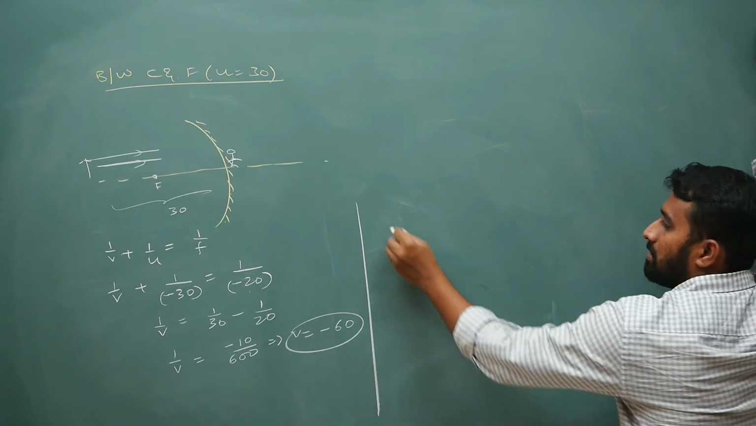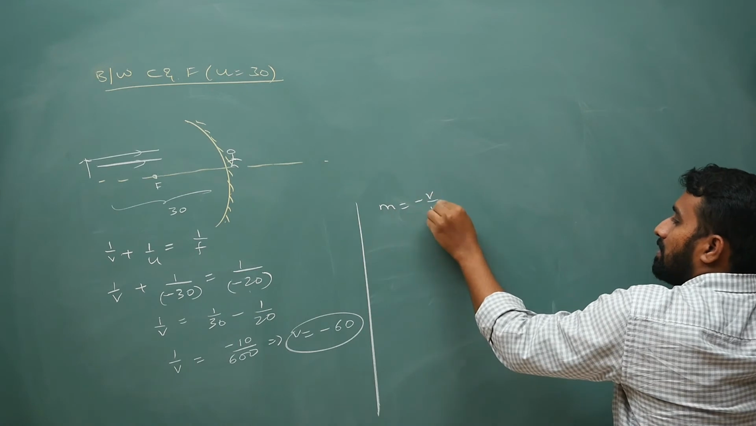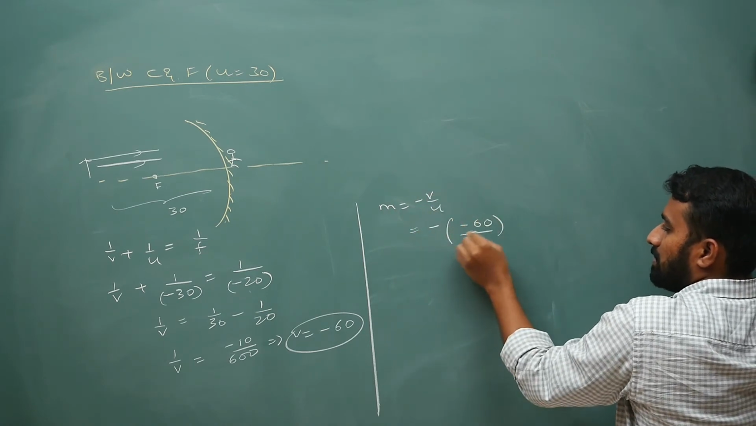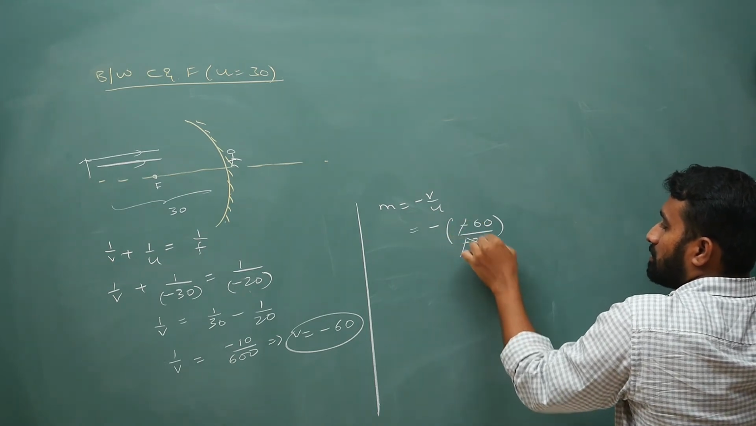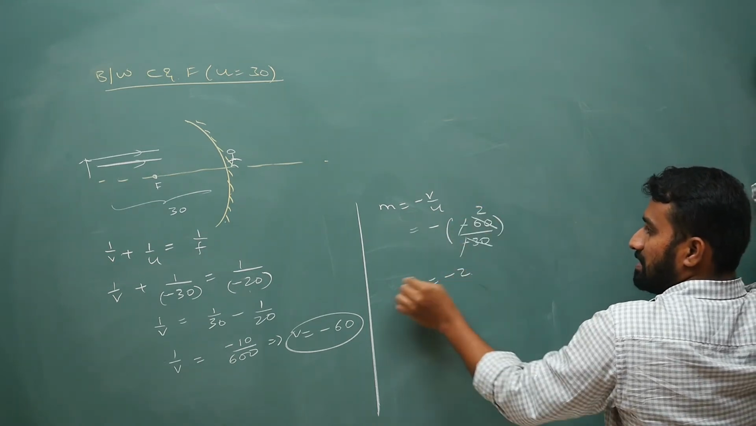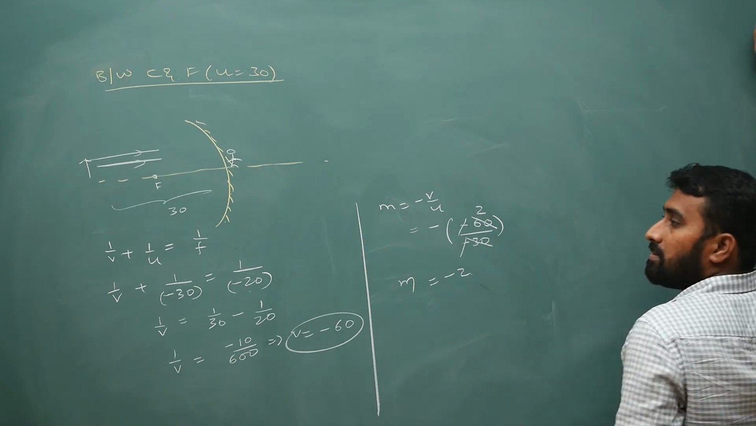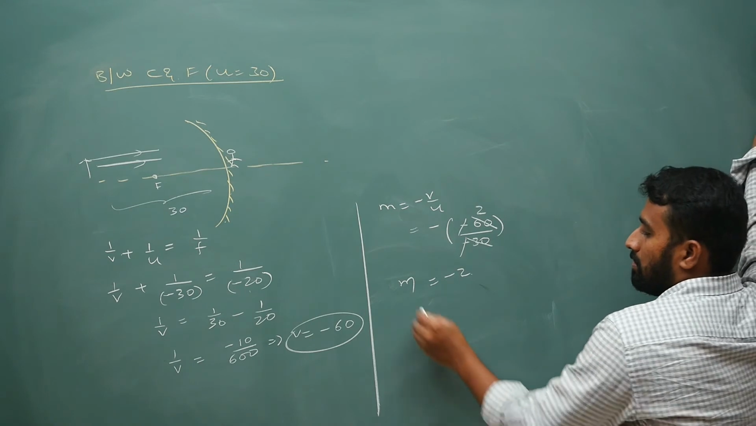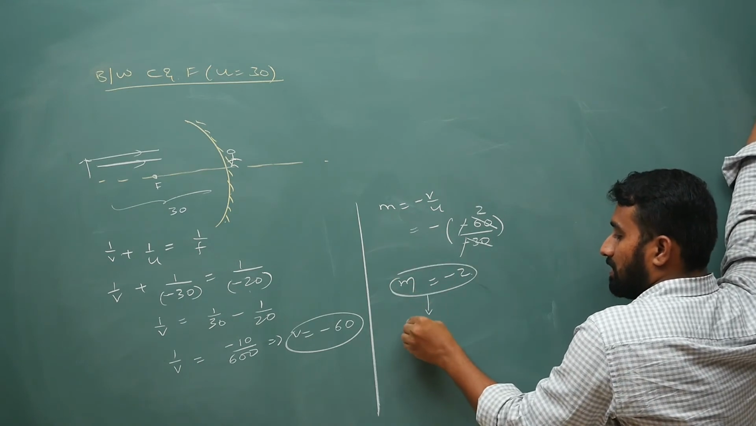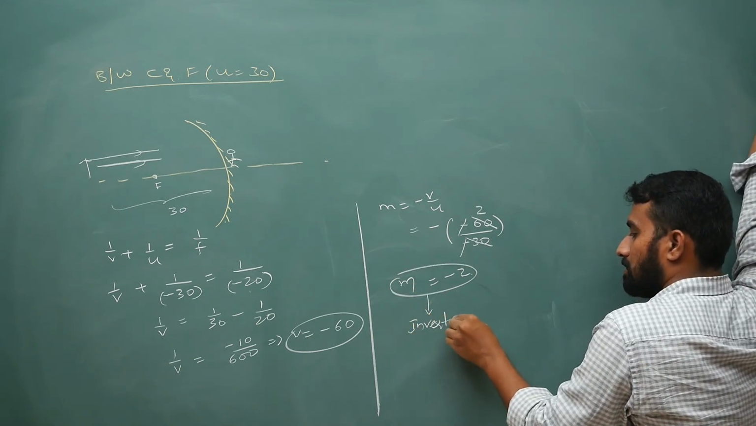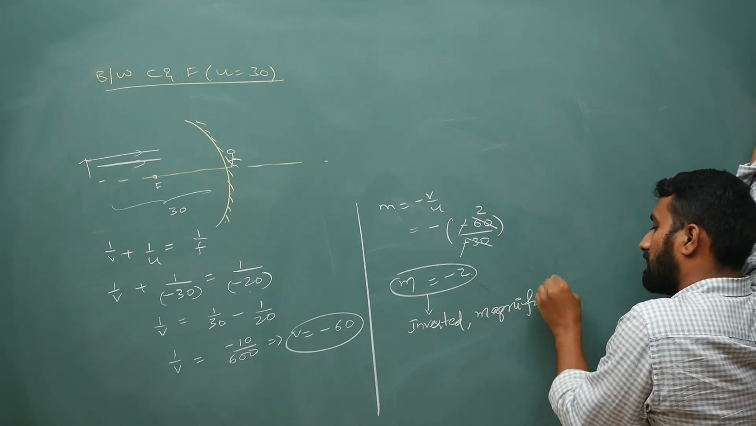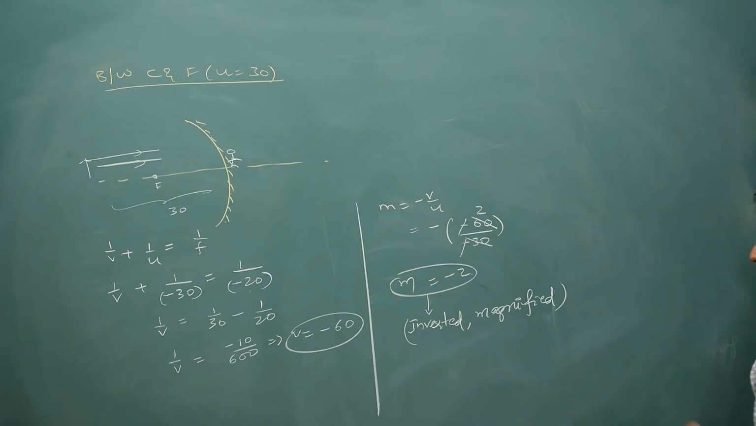Now first, okay, magnification also we will do it. M equal to minus v by u. So minus of v is minus 60 by u is minus 30, minus minus 60 by 30 is 2, magnification is minus 2. That means what is your image? Your image is, okay, inverted and magnified. Inverted and magnified. Magnified means it became big. Mod m is 2, okay, plus 2.